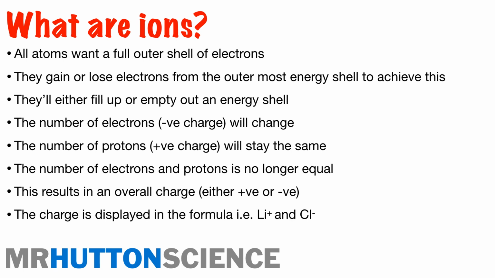So the number of electrons of negative charge will change. If you had 6, for example, let's have a look. So 2 and 6.